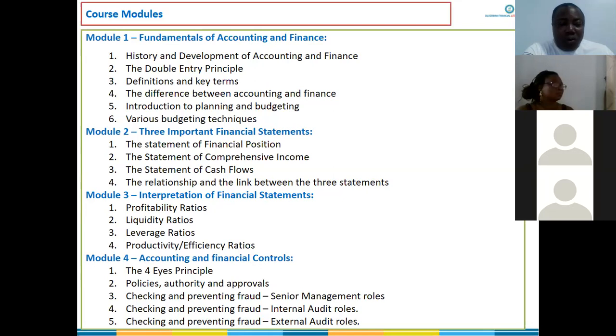Then module 4, which will be the 4th day, we shall look at accounting and financial controls. We shall look at the 4 I's principle, the policies and authority and approvals. Then checking and preventing fraud: senior management roles, internal audit roles, and external audit roles. Okay, so that is our basic model. Do we have any question at this stage?